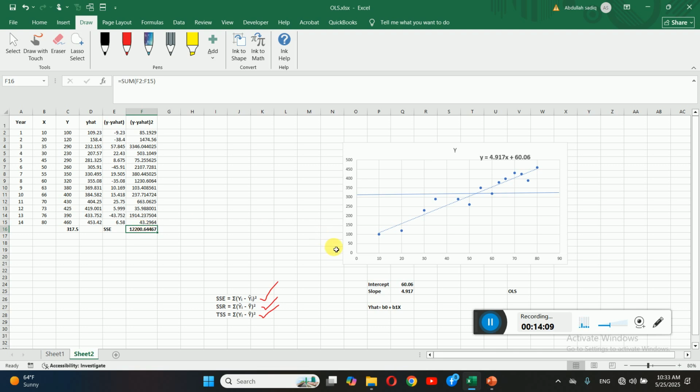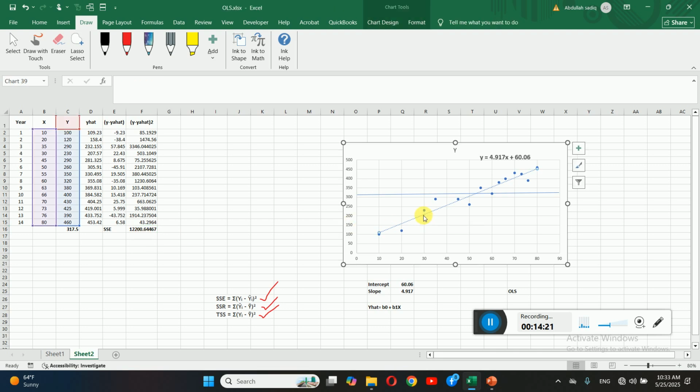This is a minimum. So any other line, if you just draw here, that is just not giving you the sum of square error less than 12,200. So this is the minimum total of sum of square errors we have for this fitted line, dear students. And this is the concept behind the OLS, ordinary least squares, dear students.